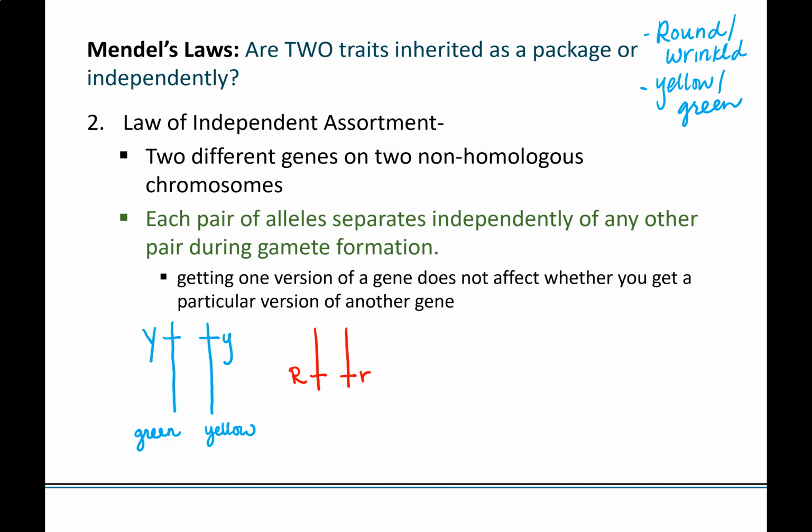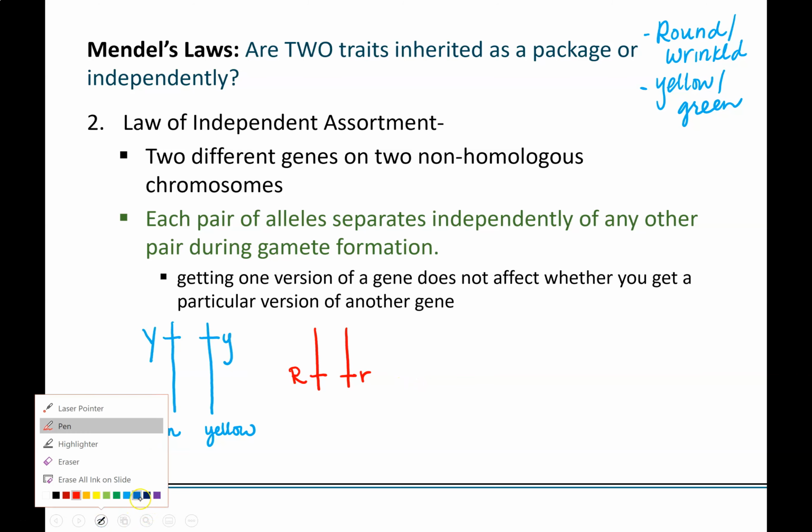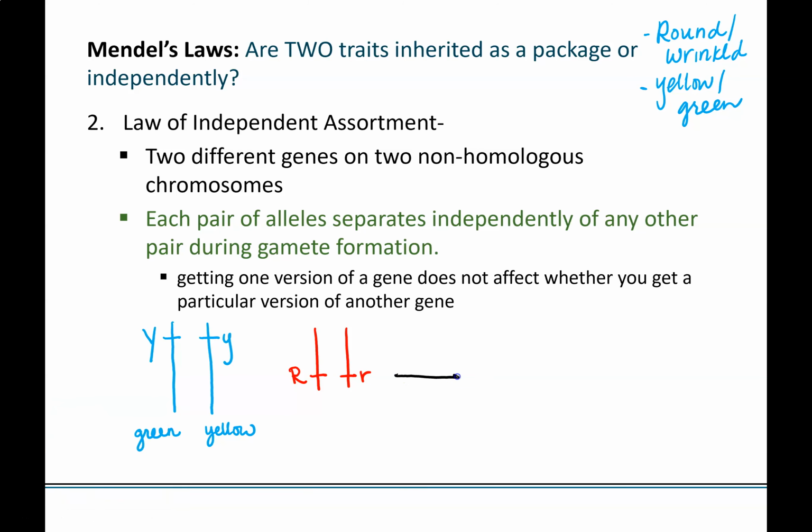This law of independent assortment says that the Ys are going to segregate into their own cells, in their own gametes. And the Rs are also going to segregate into their own cells. And which Y you get does not affect which R you get. So essentially, we're looking at all of the possible combinations of Ys and Rs that we can get in our gametes.